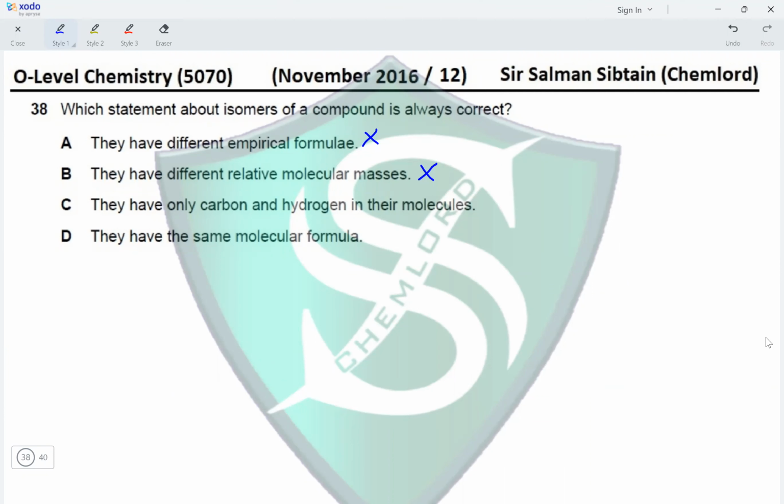A compound with only carbon and hydrogen is called a hydrocarbon. They have the same molecular formula. Yes, this is always correct. They have the same molecular formula. So this makes option D the correct option for this question.